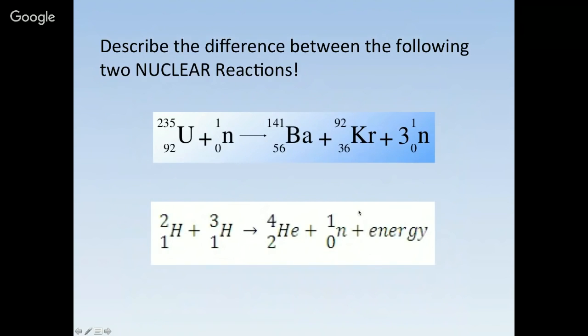The next one is a fusion reaction. And if you think about what the word fuse means, it means to put together and make larger. So we're taking 2 hydrogen isotopes and we're going to fuse them together to make a helium atom, a neutron, and lots of energy. This reaction actually is going to produce more energy than the fission reactions. This one gets done in the sun.